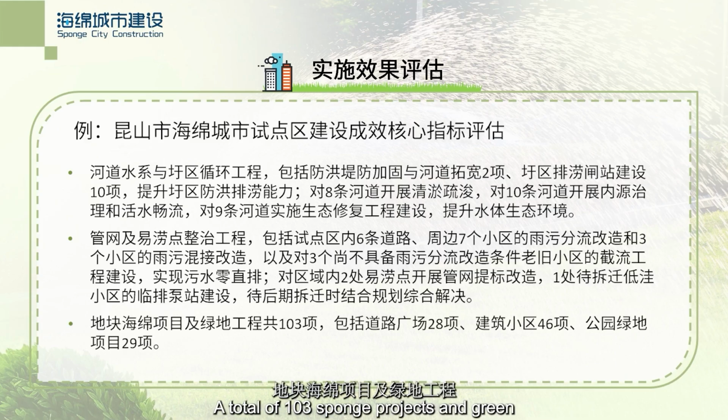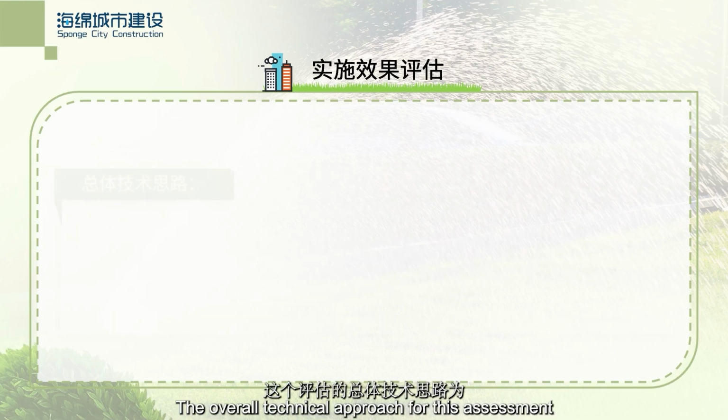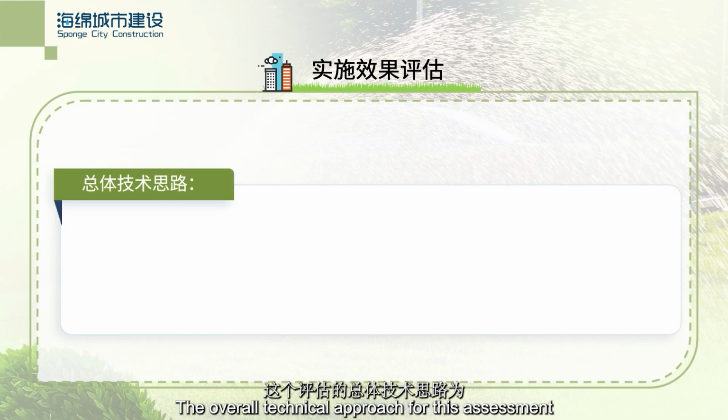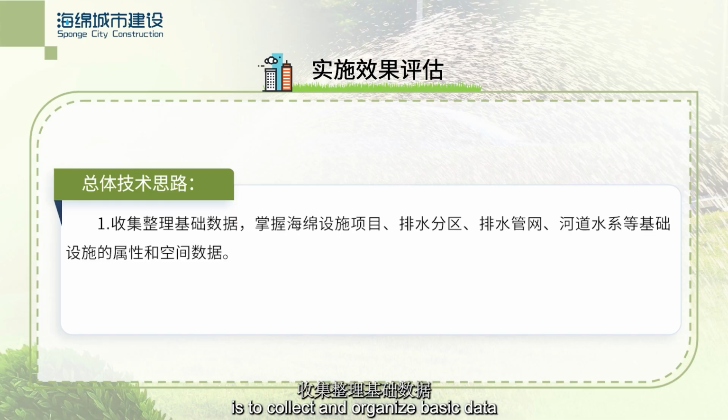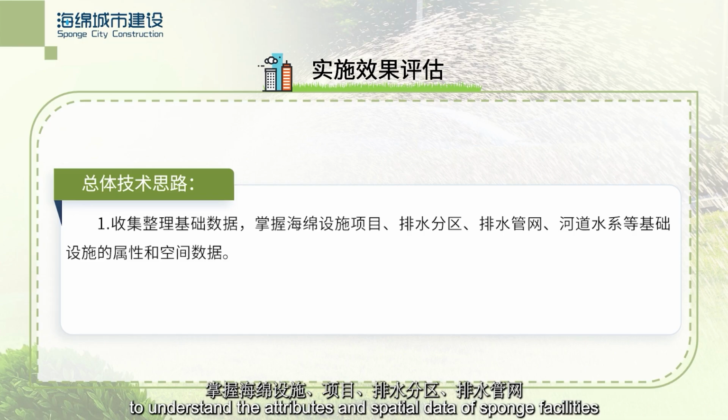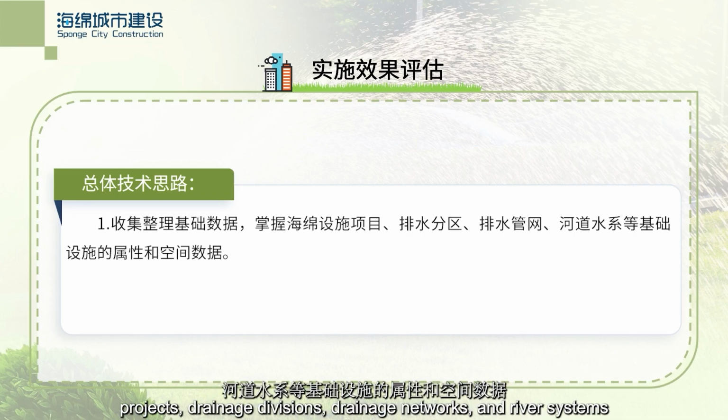A total of 103 sponge projects and green space engineering were implemented, including 28 for roads and squares, 46 for buildings and communities, and 29 for parks and green spaces. The overall technical approach for this assessment is to collect and organize basic data to understand the attributes and spatial data of sponge facilities, projects, drainage divisions, drainage networks, and river systems.